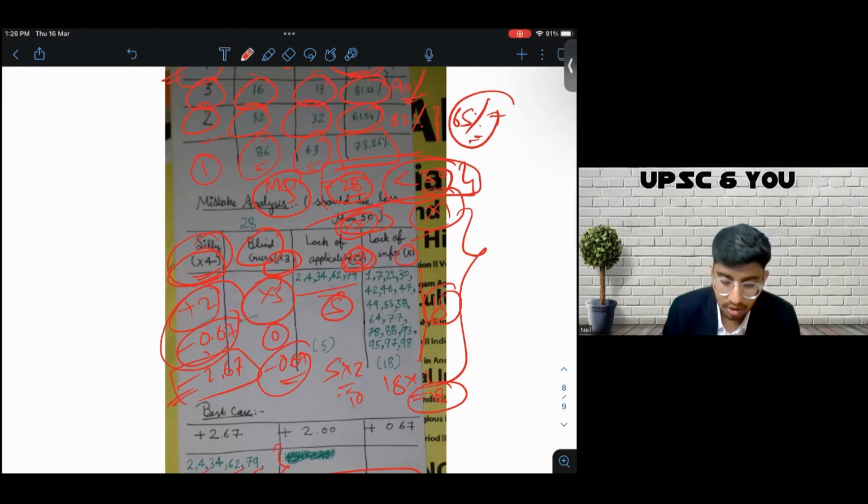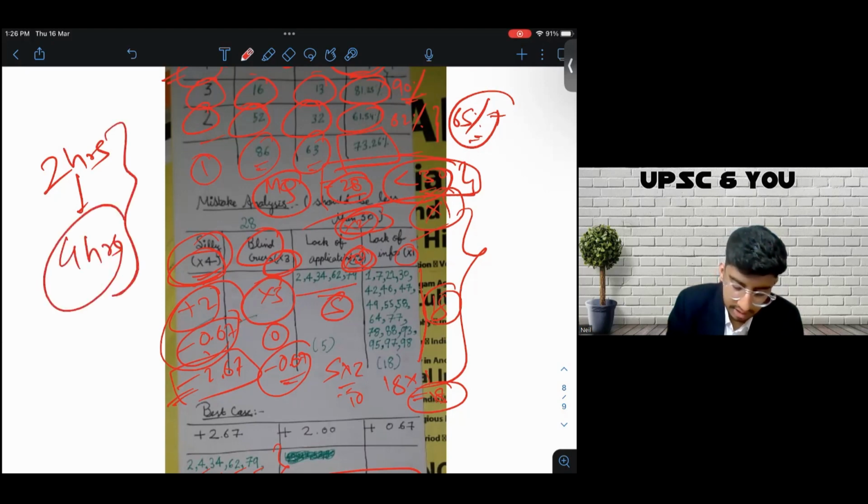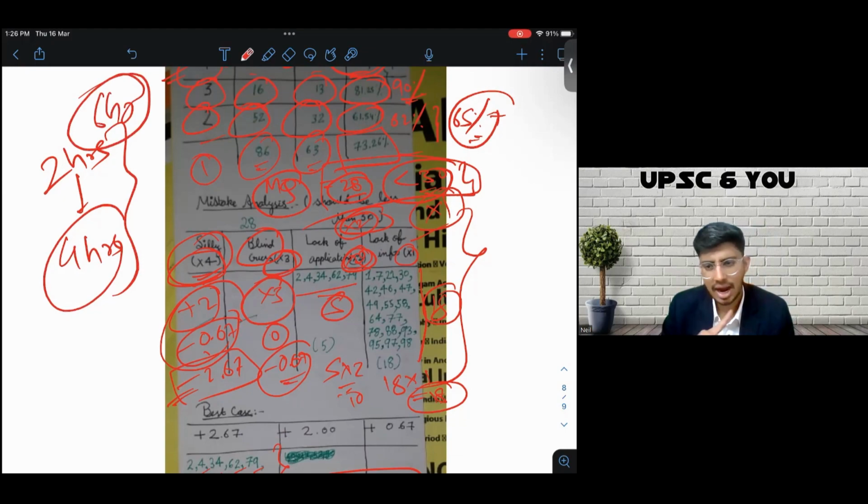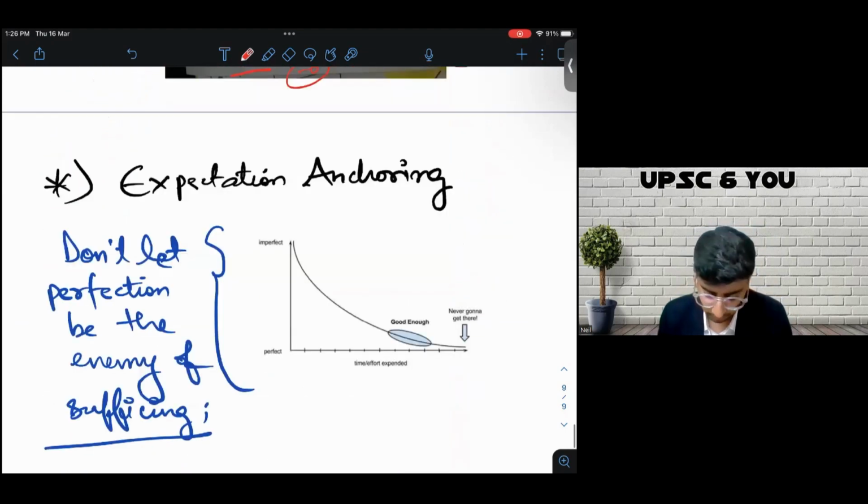That is why analyzing one single paper used to take me, giving it would take me 2 hours, and then analyzing it and everything would take me 4 hours or so. It's a 6-hour job for me, but this had tremendous returns for me. That is why I strongly encourage you to do it. This was about analyzing the mocks.